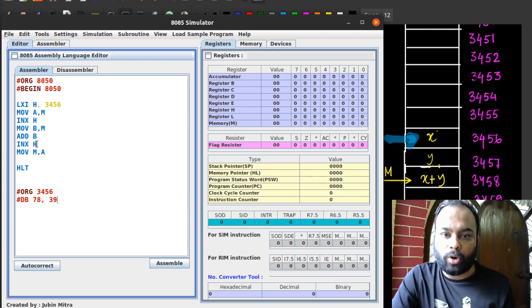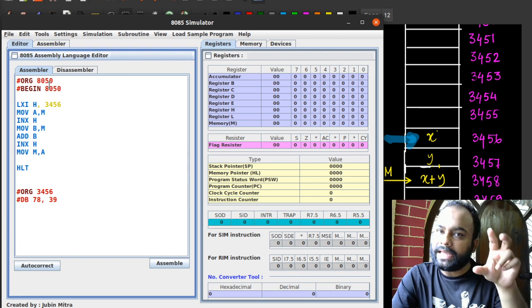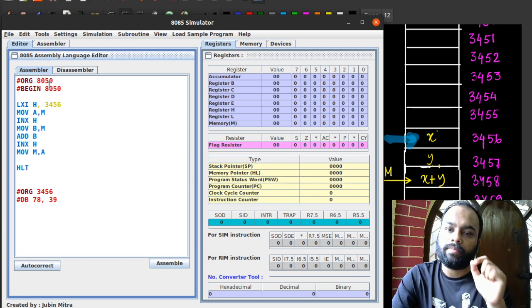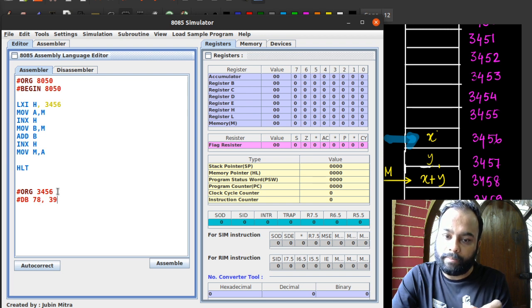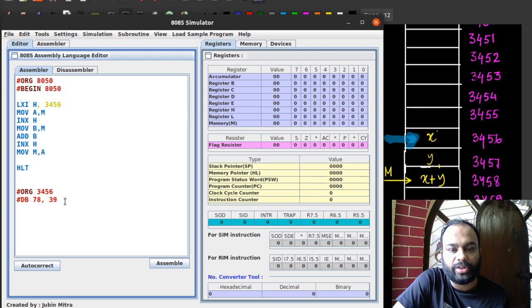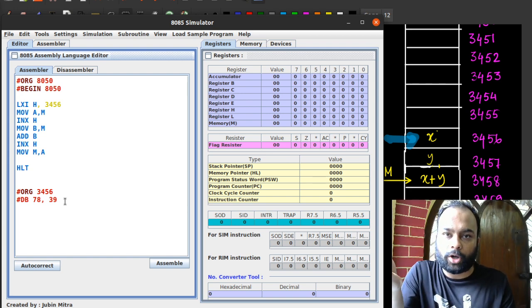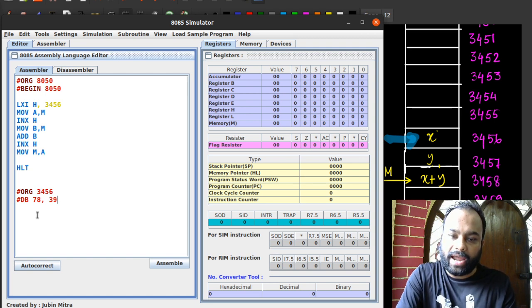So we wrote the program. Our program resides in consecutive memory locations starting from memory location 8050. And our data is stored in consecutive memory locations starting from memory location 3456. So this 78 is stored in memory location 3456, and this 39 is stored in memory location 3457. So you get the idea of the entire assembler directive here. We are using assembler directives to let the microprocessor know about everything. In a proper microprocessor, you would do this by manually going into this memory location and storing the data, then incrementing the memory location and storing the next data, and so on.